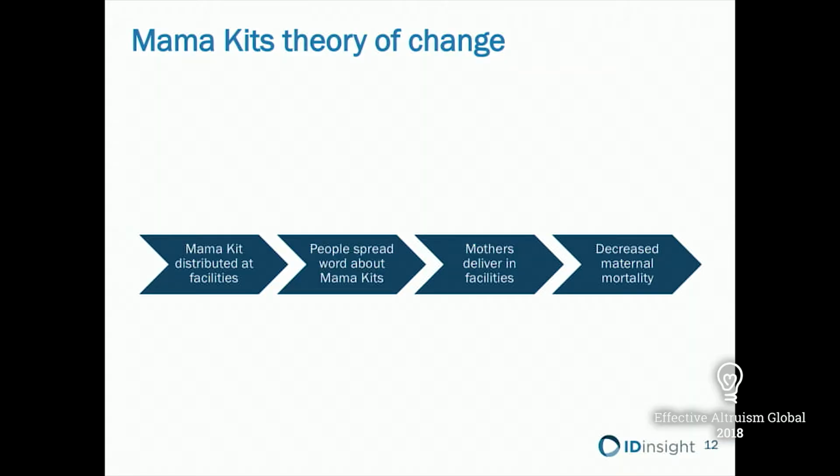And so we came in and said, okay, what's the theory of change? Mama kits get distributed at facilities, people spread the word about these mama kits, that might induce more mothers to deliver in facilities, and if mothers are delivering at proper healthcare facilities, then maybe that decreases maternal mortality. So this last link was well established in the public health literature. People knew that if you deliver in well-stocked facilities, you're likely to decrease infant and maternal mortality.